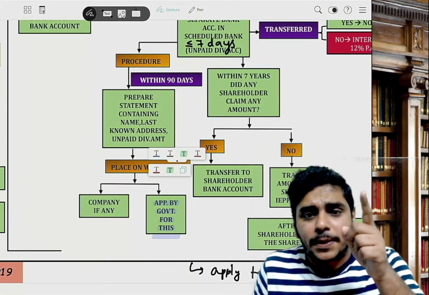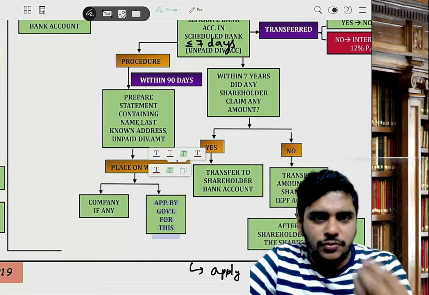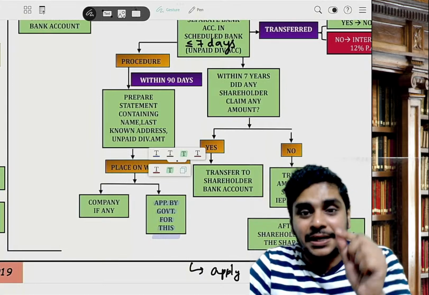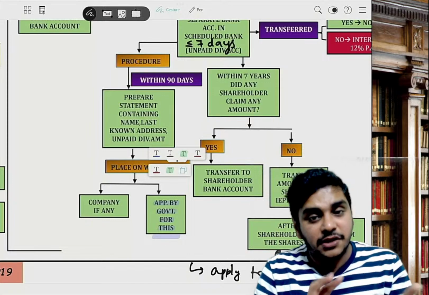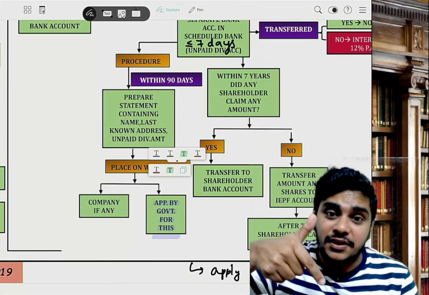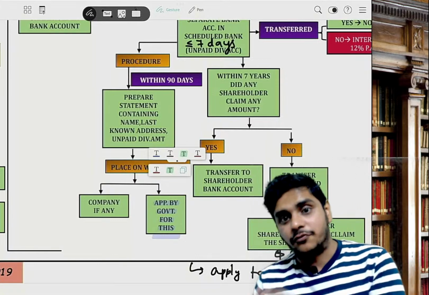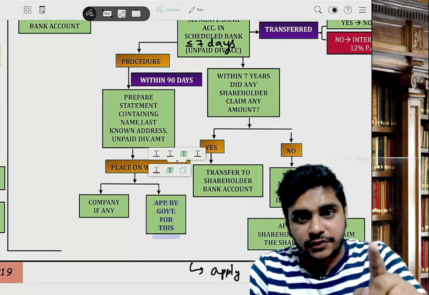So here, to prepare the statement of the name of the investor, the last known address, their unpaid dividend amount, it is 90 days. The money should go to the unpaid account within 7 days. If there is a delay, 12% interest is there. The money will be staying in unpaid for 7 years. After 7 years, it will go to IPF. To go to IPF, the days are 30 days. See the diagram we have written in the notes.